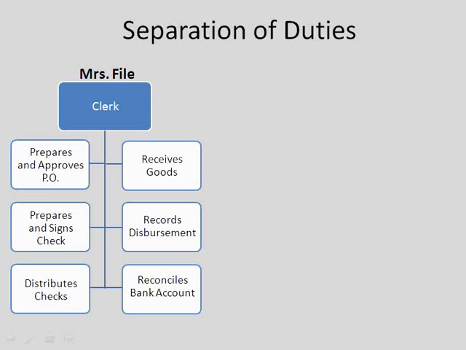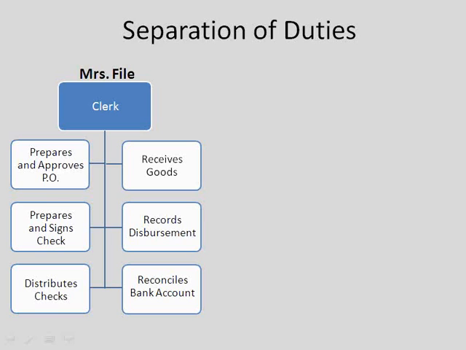First of all, Mrs. File prepares and approves POs, orders and receives goods, prepares and signs and distributes checks, records disbursements, and reconciles the bank account. So in this situation, it is possible for Mrs. File to purchase goods that no one else would know about because she has full control of the disbursement process. Therefore, there is an opportunity for fraud to occur, and certainly there is the chance of mistakes happening and going undetected.